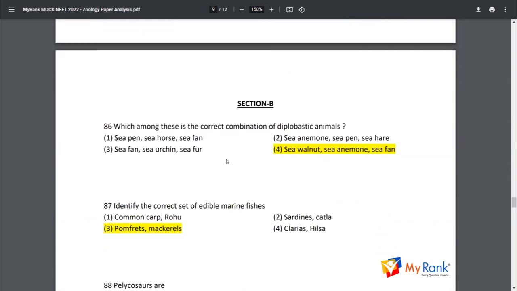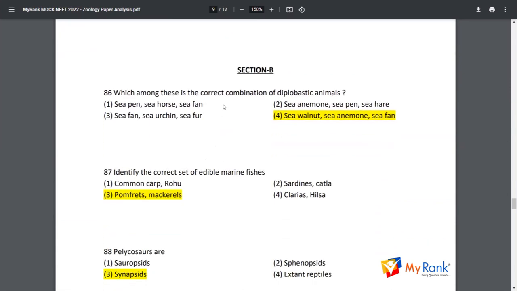Now moving to section B, question number 86. Which of the following is the correct combination of diploblastic animals? When we say diploblastic animals, it usually involves poriferans, cnidarians, and ctenophores. Now we should check for examples of these phyla amongst the options. The first option states sea-pen, seahorse, and sea-fan.